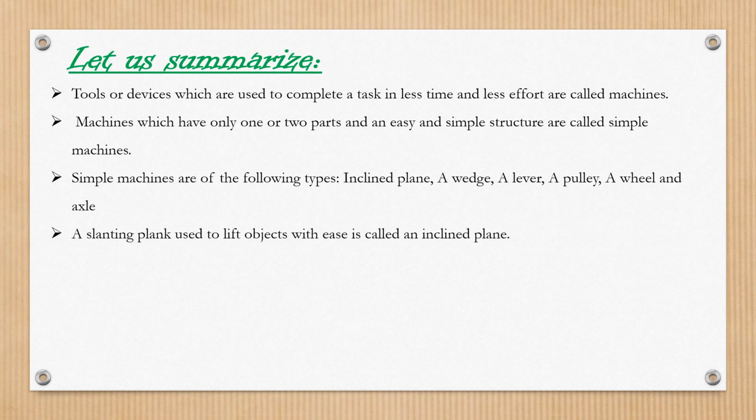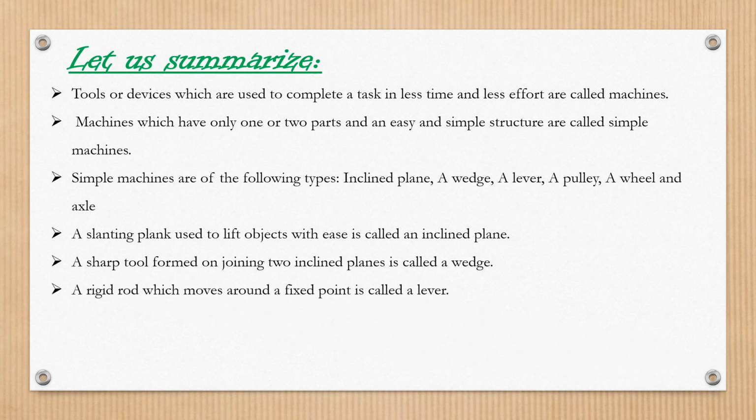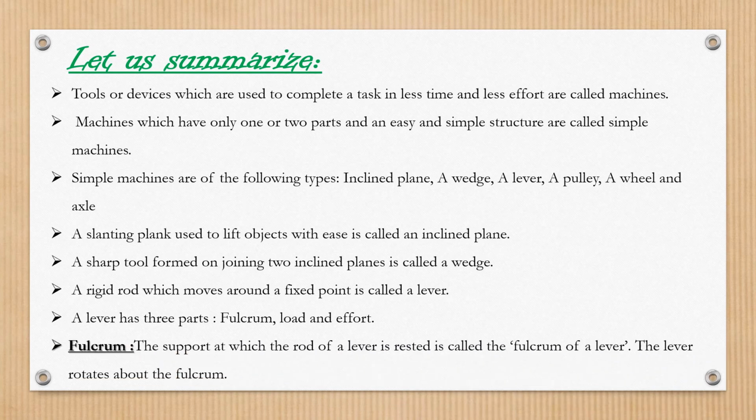A sharp tool formed on joining two inclined planes is called a wedge. A rigid rod which moves around a fixed point is called a lever. A lever has three parts, that is fulcrum, load and effort. Then we studied about the fulcrum. What is a fulcrum? The support at which the rod of a lever is rested is called the fulcrum of a lever. The lever rotates about the fulcrum.